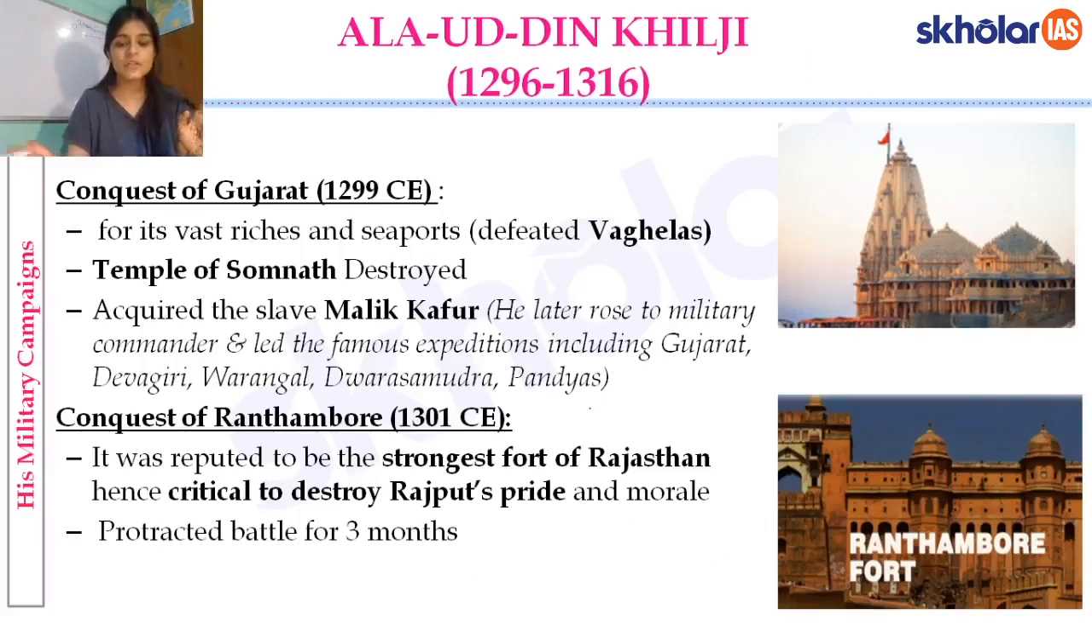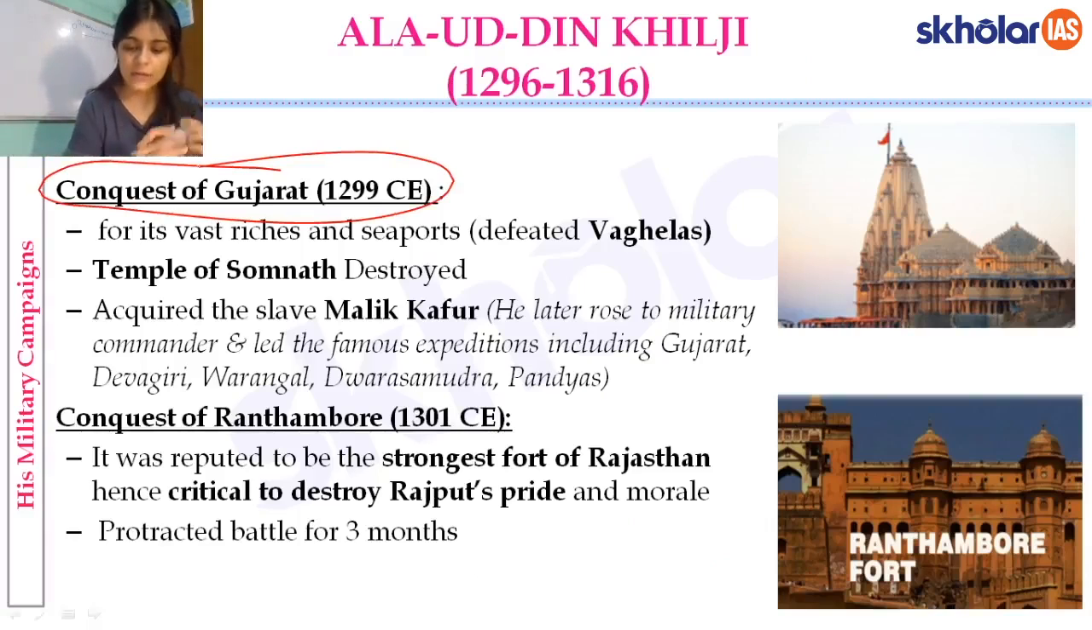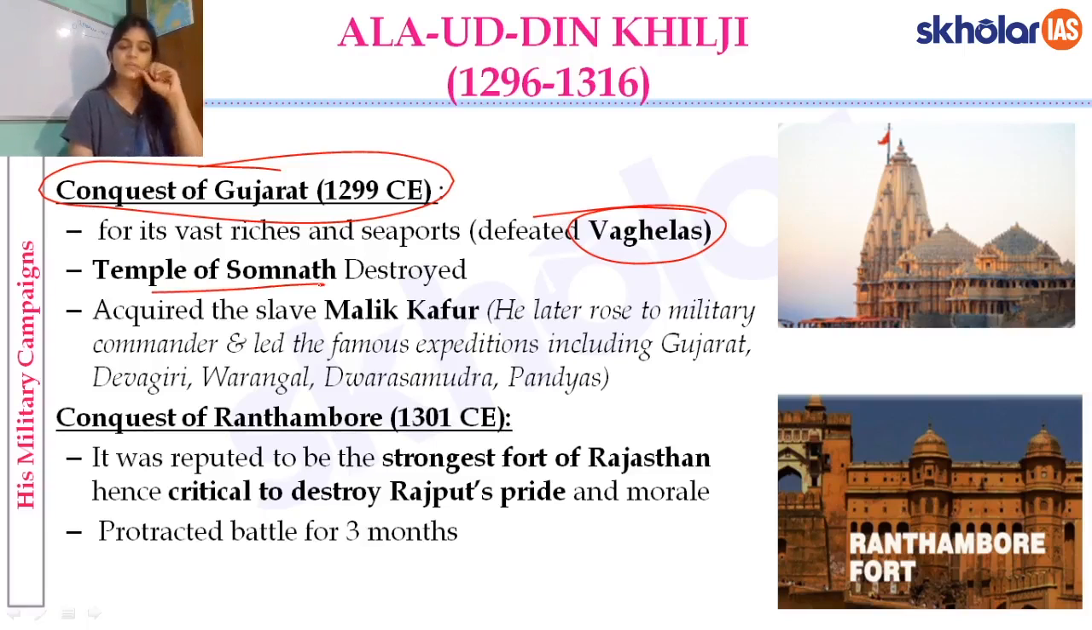So starting with the first conquest, which is in Gujarat. Why Gujarat? Because Gujarat is a rich state. It has seaports, and Alauddin wants a strong army. He wants to import horses, etc. So he wants the seaports. And who were the ruling class there? Vaghelas were the ruling class in Gujarat. So the Vaghelas were destroyed and defeated. The temple of Somnath was destroyed. And an important thing that he got from Gujarat was the slave general Malik Kafur. Please remember this name, an extremely important character in medieval history, and we'll see why.